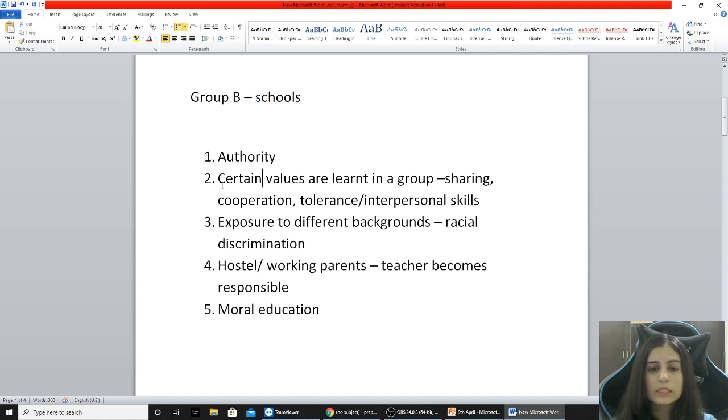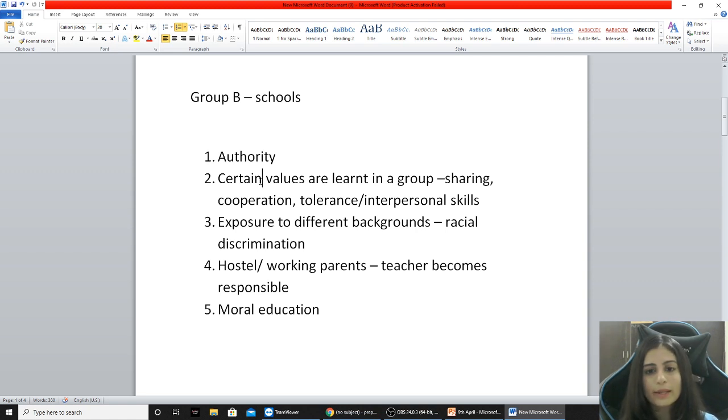The next reason is certain values are learned in a group. So when you're going to the school, you are sitting with 20, 30 or 40 other students in your classroom, and it's a group scenario. So you'll be learning different skills such as sharing, cooperation, tolerance, interpersonal skills, communication skills. So all these skills would prepare you to become a good member of the society in your adulthood.